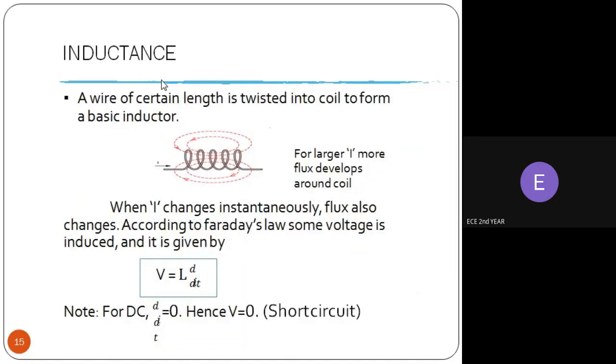Note, the coil will produce flux changes when the current changes instantaneously. When we pass a DC current through the inductance element, di by dt is equal to 0. So the voltage across the inductance will be 0, acting as a short circuit.